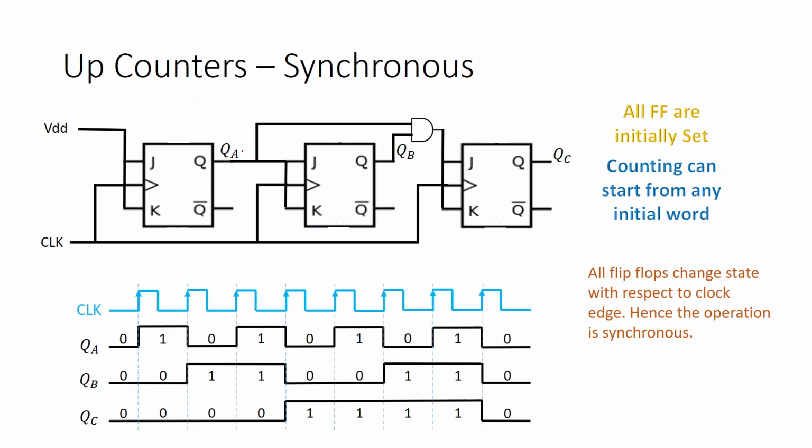The next flip-flop, QB, will toggle only when QA is 1. QC will toggle only when both QA and QB are 1. So you connect QA and QB with an AND gate and tie the output to J and K. To change all the signals at the same time, we connect the same clock to all the flip-flops. Now it becomes a synchronous up counter.